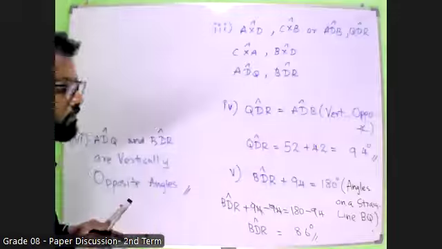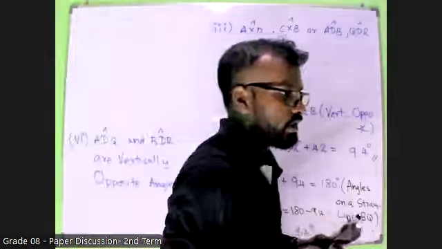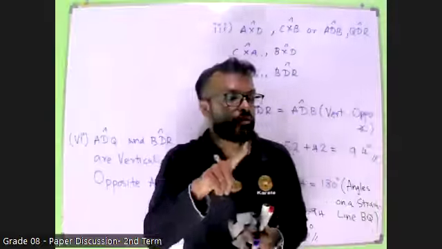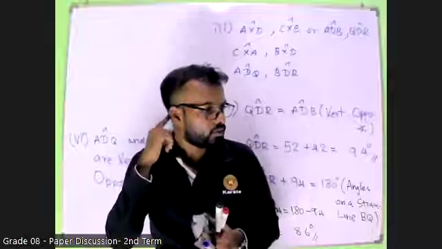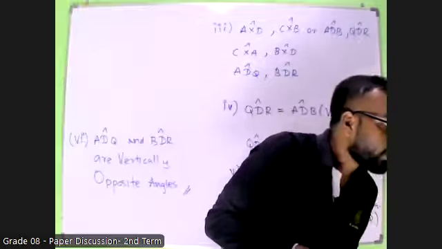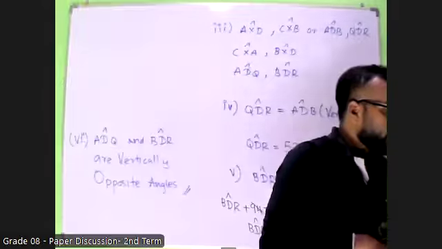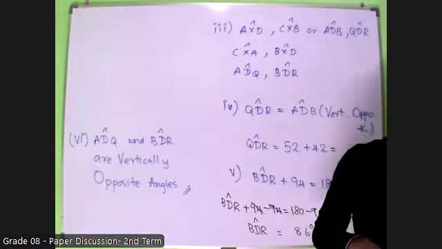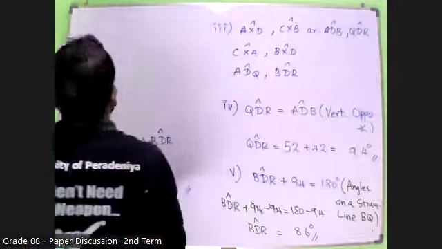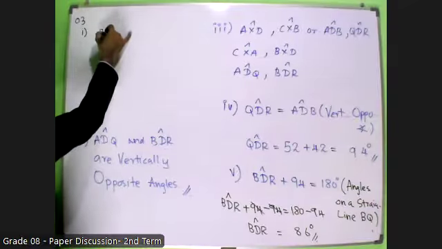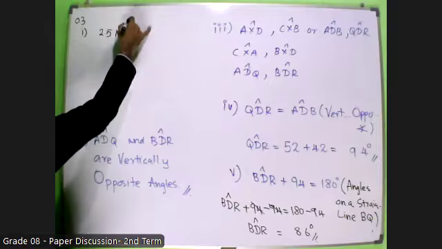Okay, so third one. Again it should be 25 times n to the power 2. So a lot of mistakes. However, 25 times n to the power 2. So first one, third question, first one, 25 times n to the power 2.